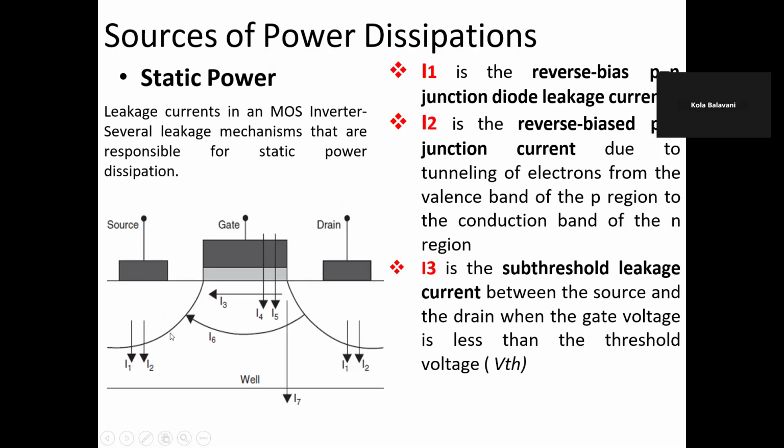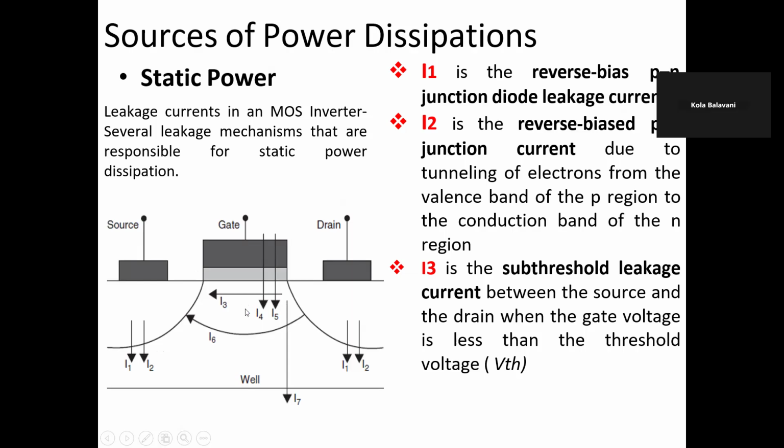I2 is also a reverse bias junction current, due to the tunneling of electrons from the valence band to the conduction band, that is from one region to another region: from the valence band in the P region to the conduction band of the N region. So these two, I1 and I2, occur at the junction. Both are at the PN junction. I1 is the reverse bias diode leakage current, and I2 is the tunneling of electrons from the P region to the N region. And coming to I3, this is the important one.